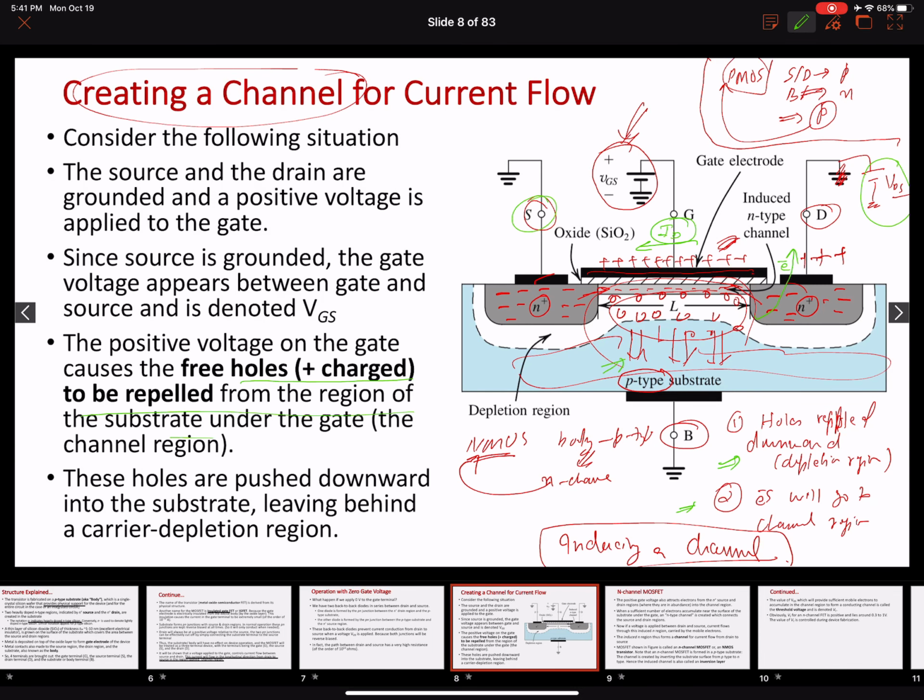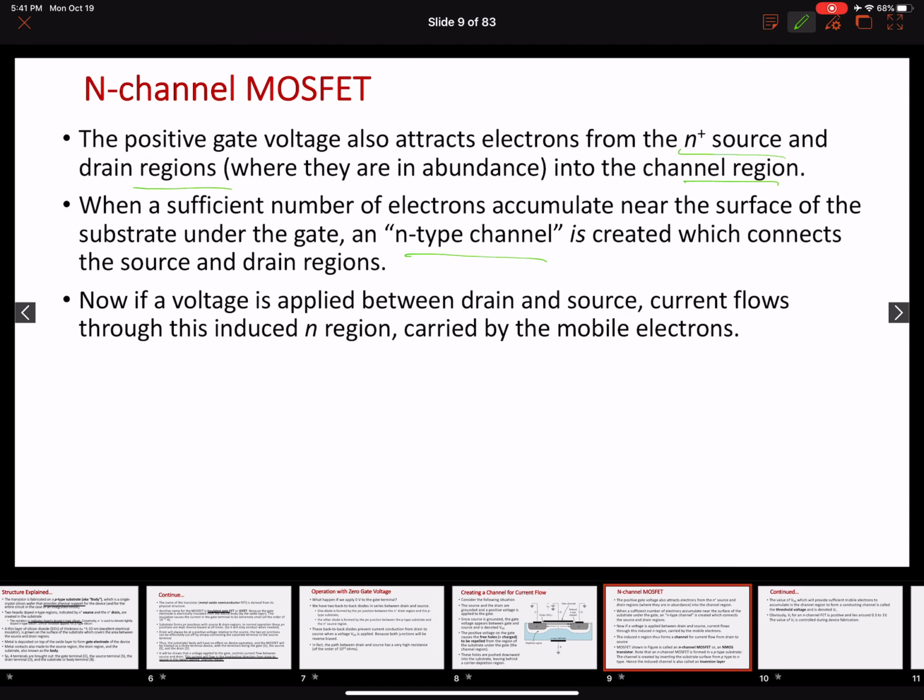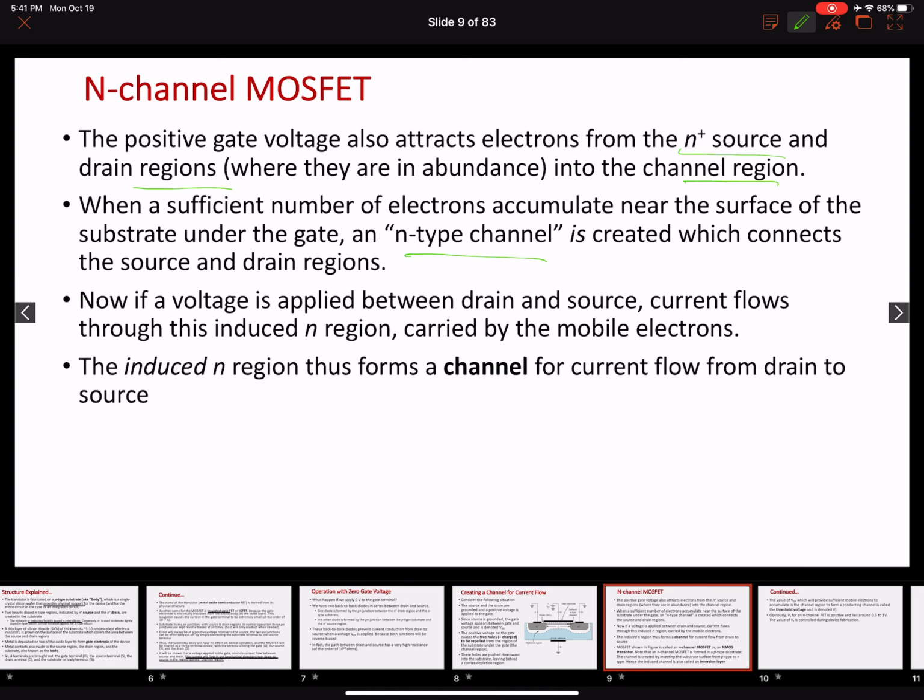Now, if we apply our drain to source voltage, all of these electrons will start to flow from the channel and the drain into the drain terminal. Conventionally, our drain current will be from the drain to the source, opposite to the flow of electrons. So we ended up inducing an N channel here in an NMOS.